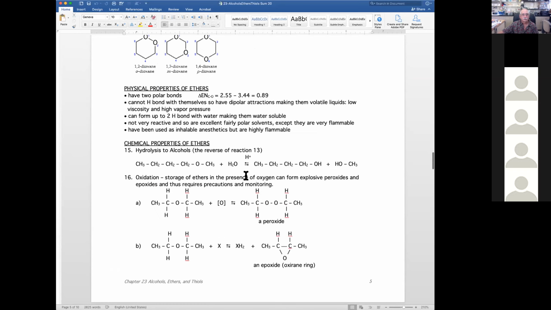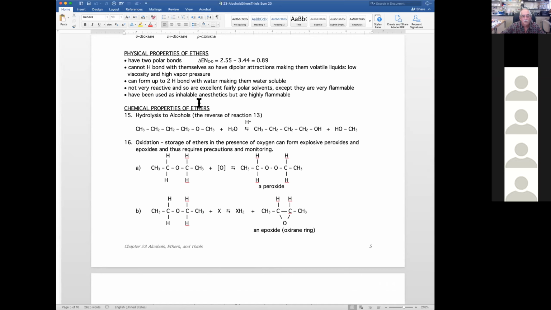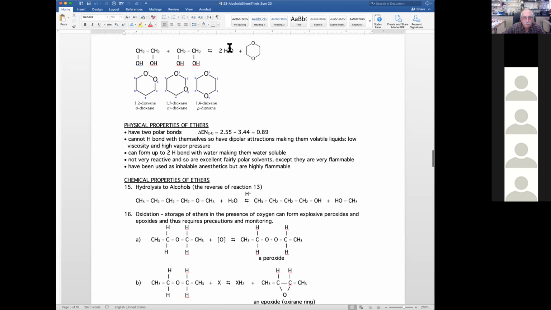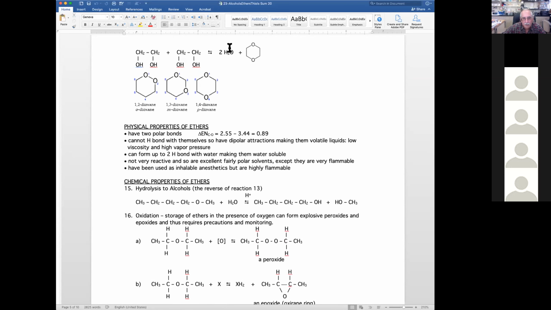So what about the physical properties of ethers? Well, they do have carbon to oxygen bonds, which are polar, but they can't hydrogen bond with themselves because they have O's, but they don't have OHs. Okay?